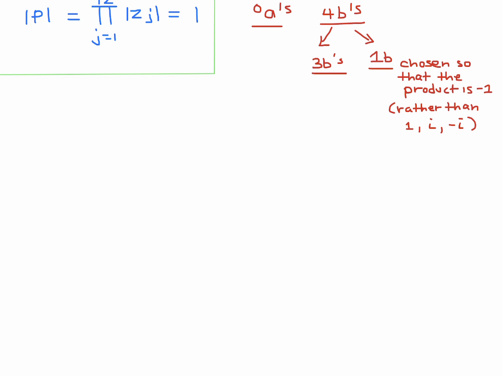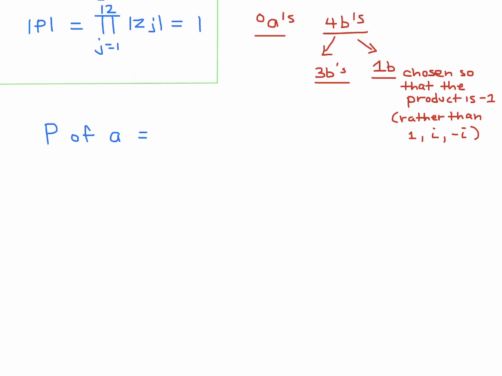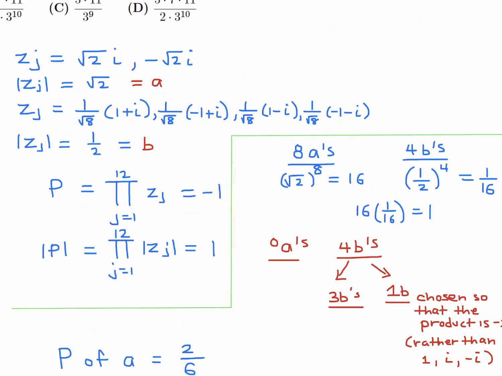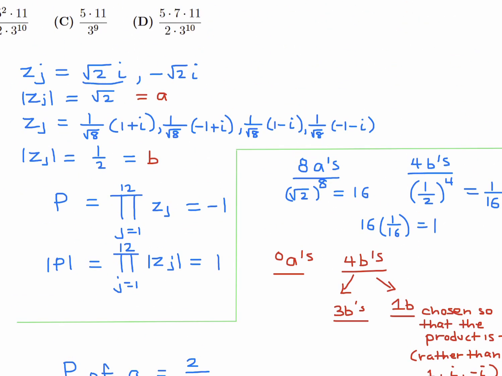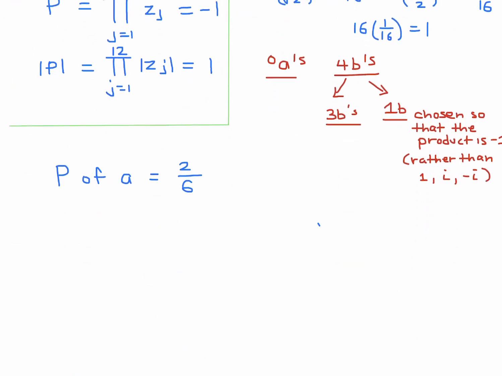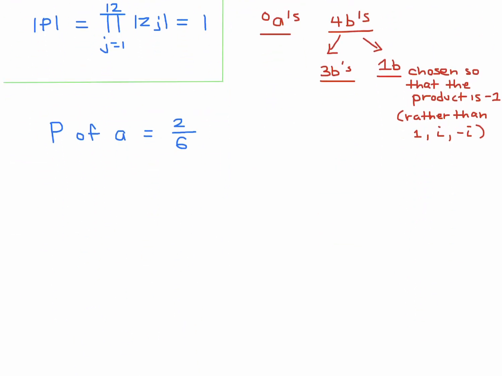So here we go. The probability of choosing an A, this one, is 2 out of 6, right? Because there are 6 numbers, 1, 2, 3, 4, 5, 6, and there were 2 A's of those 6. So 2 out of 6 is the probability of choosing an A.